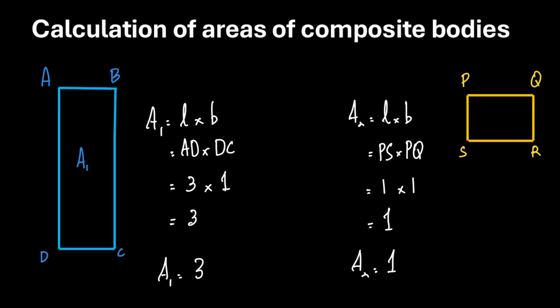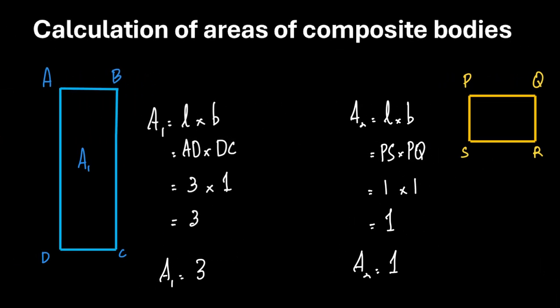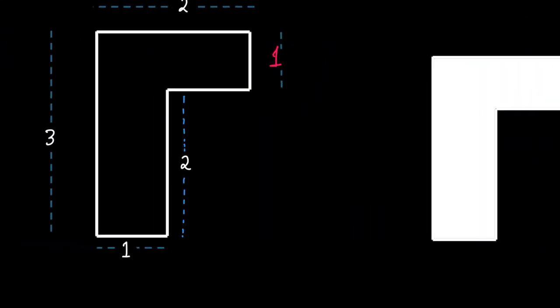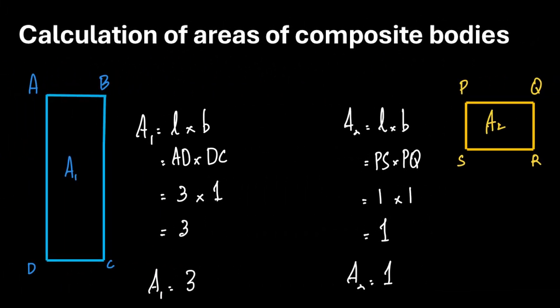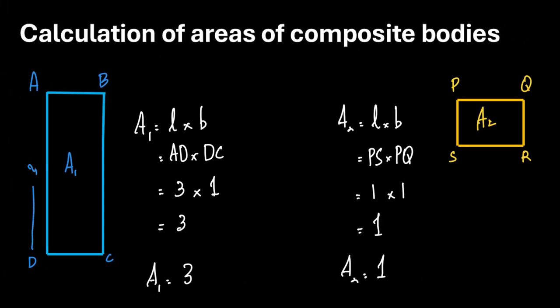Now, the areas of the bodies which compose the complete body would be area 1, A1, and of course area 2. Area 1 will be length into breadth. We analyzed the figure earlier, which gave us the dimensions as 3 and 1. So AD here is equal to 3 and DC is equal to 1. So area 1 is length into breadth, which is AD into DC, 3 into 1, 3. Therefore A1 is 3. A2 is length into breadth, and being a square, it is 1 into 1, and therefore A2 is equal to 1.